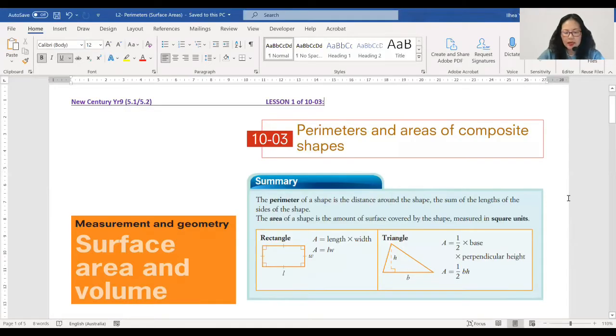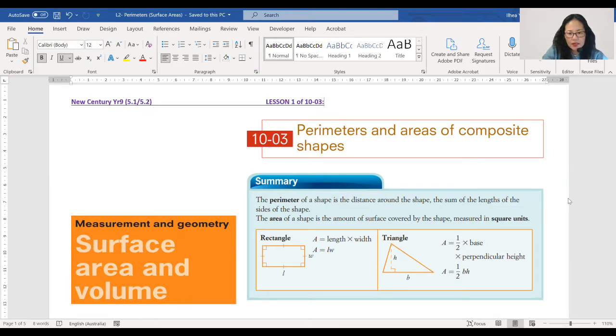Okay, so today I'm going to do the perimeters and also areas of composite shapes. So we are doing chapter 10, surface area and volume, through the New Century Year 9 textbook, and it's 10-03. Now let's have a look at a summary of this.